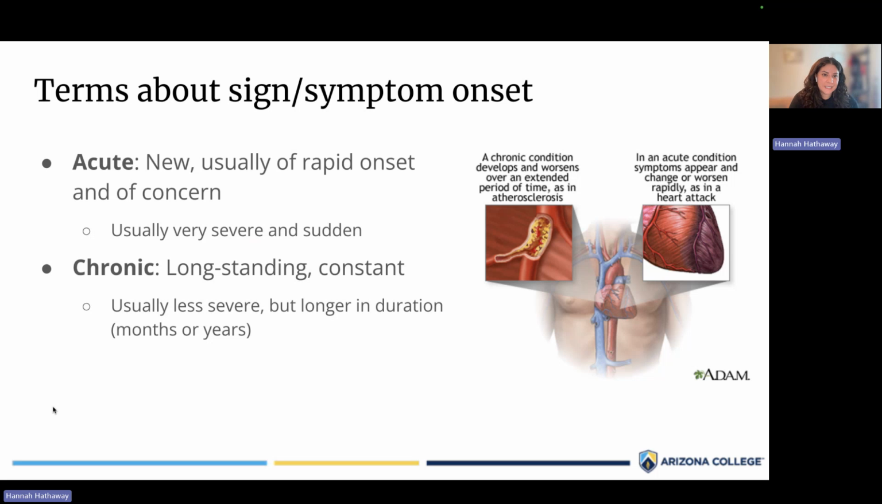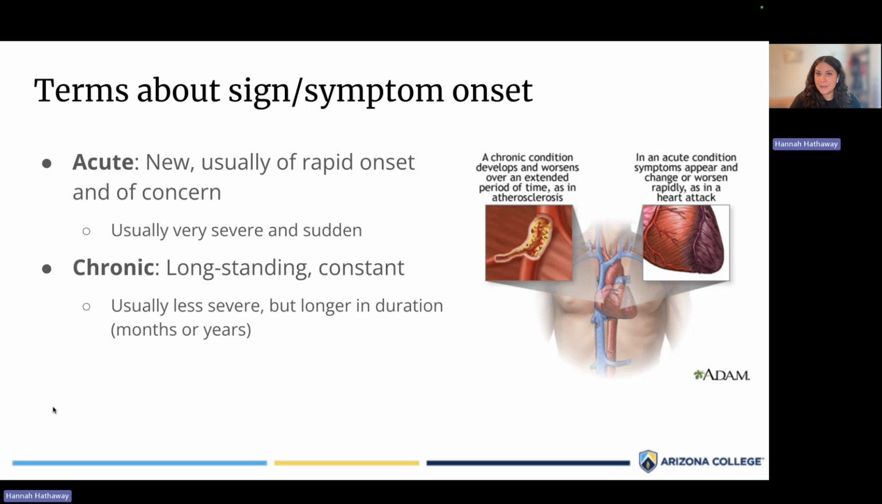In general, chronic diseases tend to be less severe, but they also can be harder to treat because of the chronic nature. So, some examples of acute versus chronic. Let's say that you jammed your finger in a door and that caused some joint pain. That would be acute joint pain. It's new, it's rapid onset, it happened right away, it's very severe, it hurts a lot. Maybe you broke that finger joint. That's very severe and sudden.